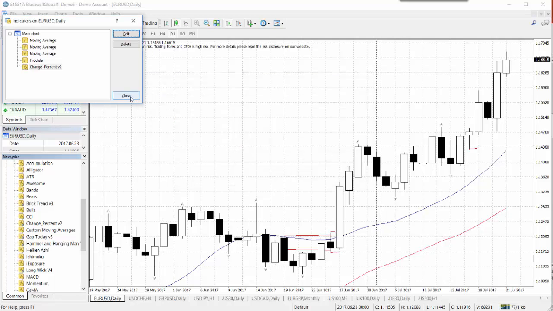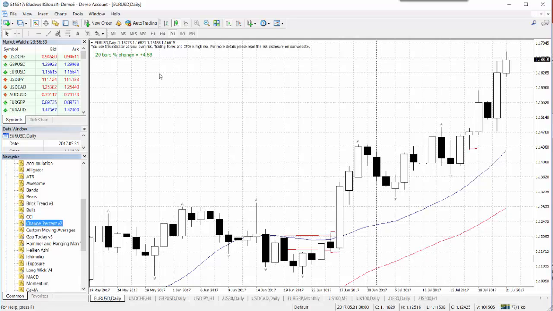One last little pointer: if you're not sure if the indicator is on the platform and working well, whenever you drag the indicator onto the chart, what you'll see come up in the top left-hand corner is a risk warning, just to say that you use these indicators at your own risk, and that trading forex and CFDs is high risk. For more details, please read the risk disclosure on our website. So it's making you aware of that, but it's also a sign that the indicator is on there and working well.